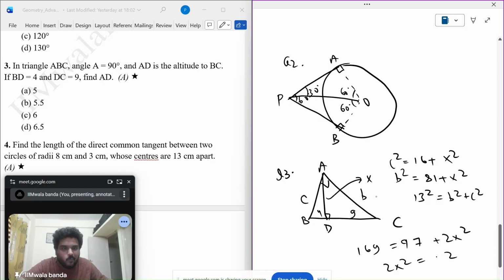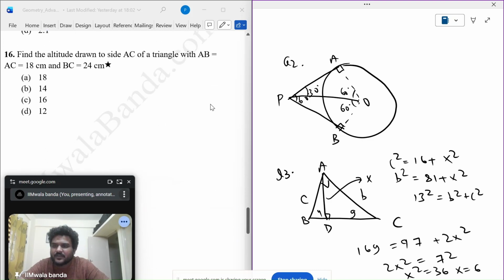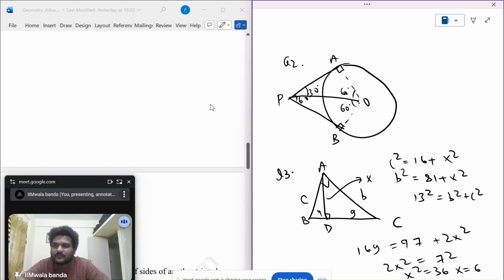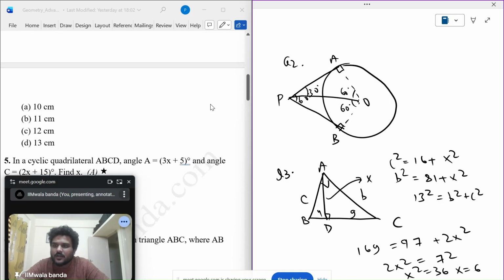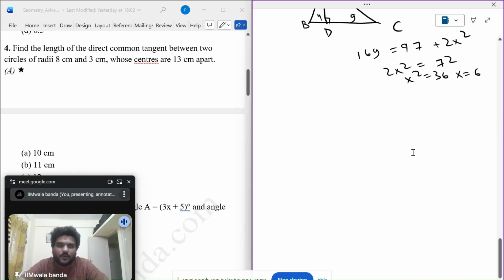So x square is 36. X is 6. Pretty easy. Let's go to question number 4.